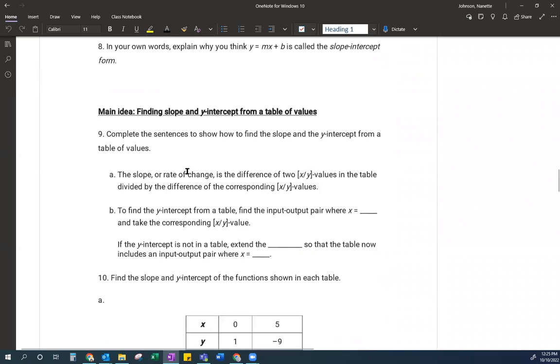All right, next little part. Complete the sentences to show how to find values of y-intercept from the table of values. It says the slope or rate of change is the difference of the y values in the table divided by the difference of the x values. It's the y values over the x values.